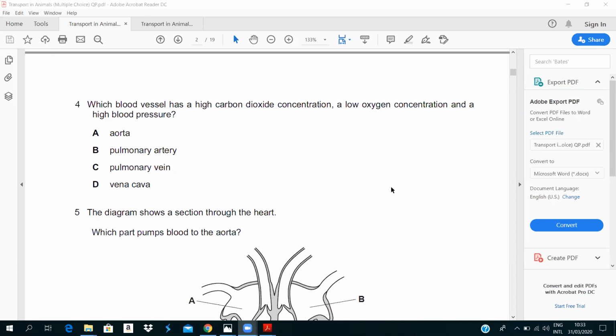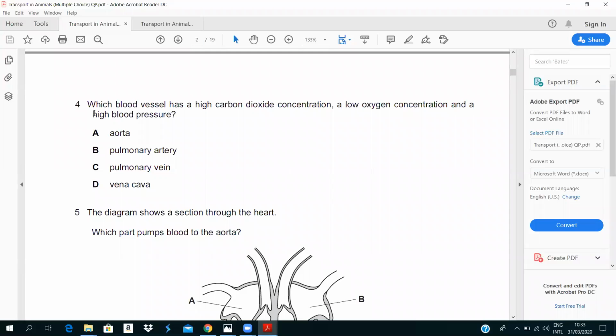Which blood vessel has a high carbon dioxide concentration, a low oxygen concentration, and a high blood pressure? Aorta, pulmonary artery, pulmonary vein, or vena cava? Pulmonary vein. No, that is the pulmonary artery. High blood pressure means an artery, not a vein.